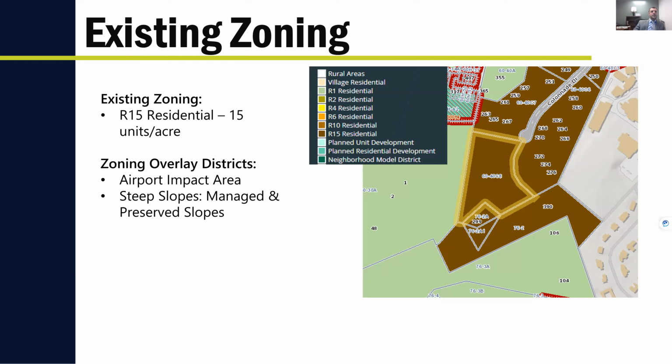All right, so the existing zoning for the property is R15 residential. That's a residential zoning that allows up to 15 dwelling units per acre. And there are 2 applicable zoning overlays. One is the airport impact area, being on the west side of town and within the airport approach area. And the other one, which is the key overlay for this particular application, is the steep slopes. There are both managed and preserved slopes within the steep slopes overlay. This property has preserved slopes, and we'll talk more about that in detail. Next.